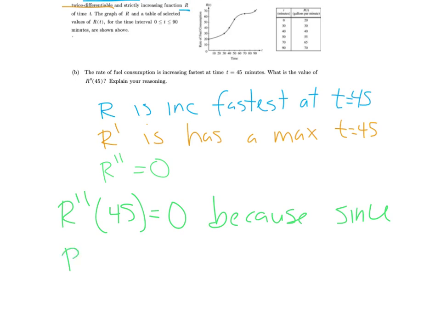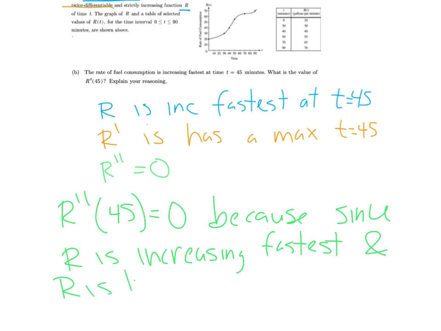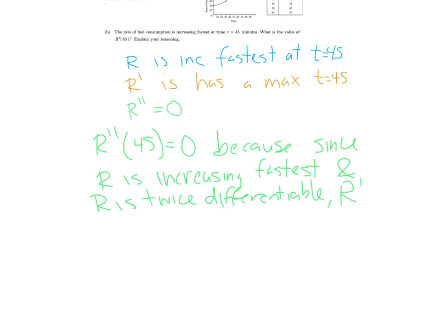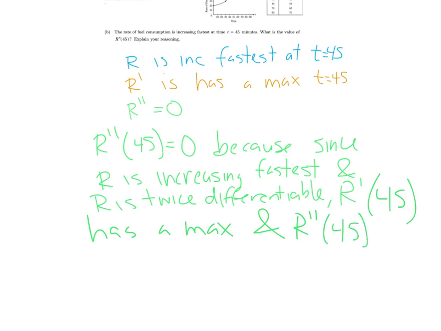since R is increasing fastest and R is twice differentiable, R prime of 45 has a max, and R double prime of 45 must be 0. I think that will cover it. I think we'll do okay.